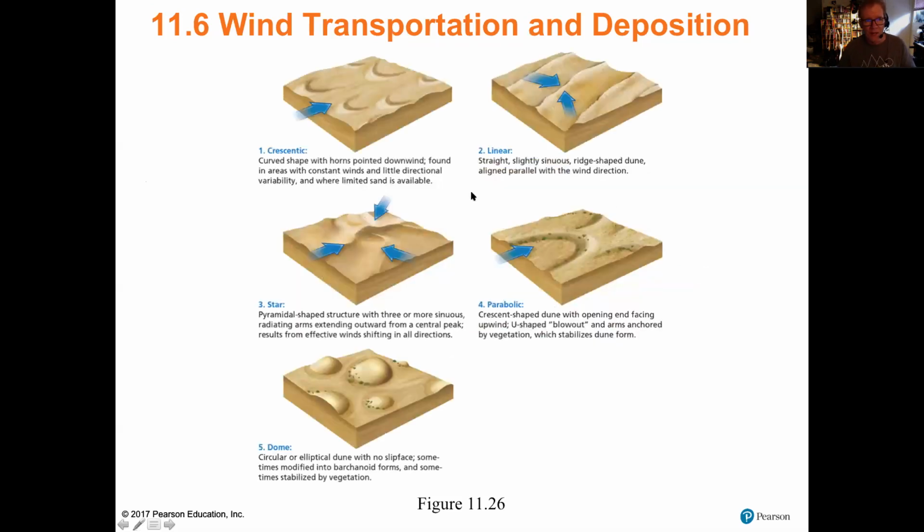So here are your different types. Your crescentic, and the horns always point downward. Your linear ones, where they're parallel with the wind direction, star-shaped, where you get winds that shift in all directions, parabolic, these dunes where the opening faces upwind, and usually the arms are anchored by some type of vegetation, and then dome ones, which are a little rarer, but these are the most common ones that we see, and these over here.